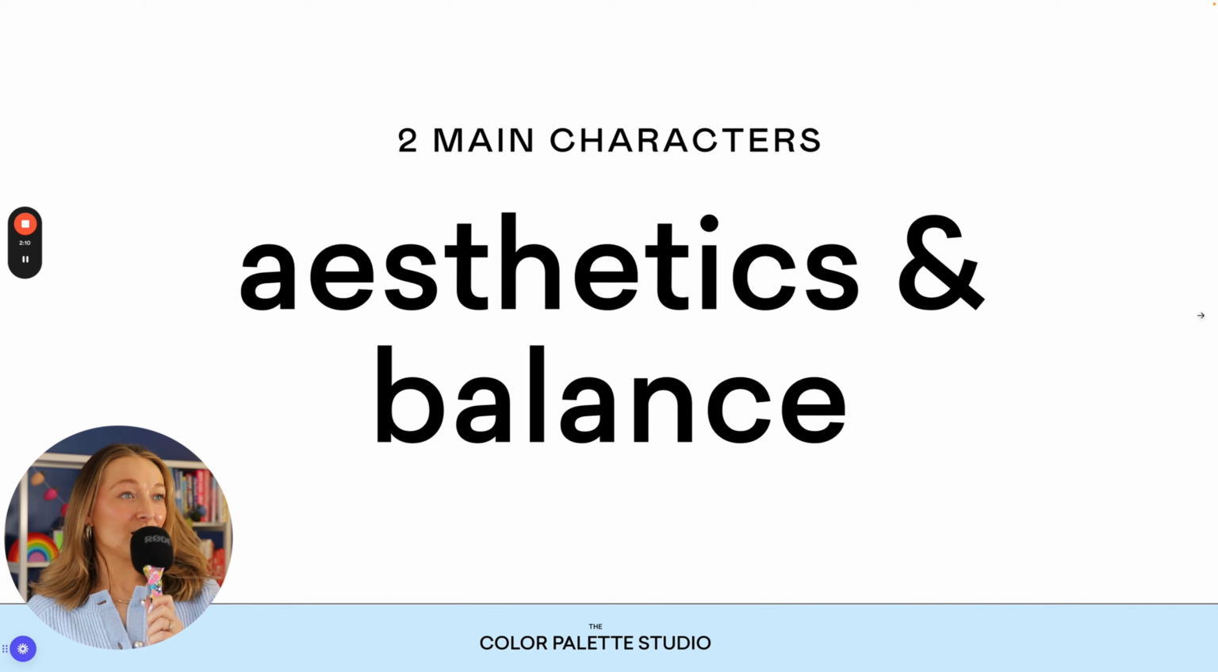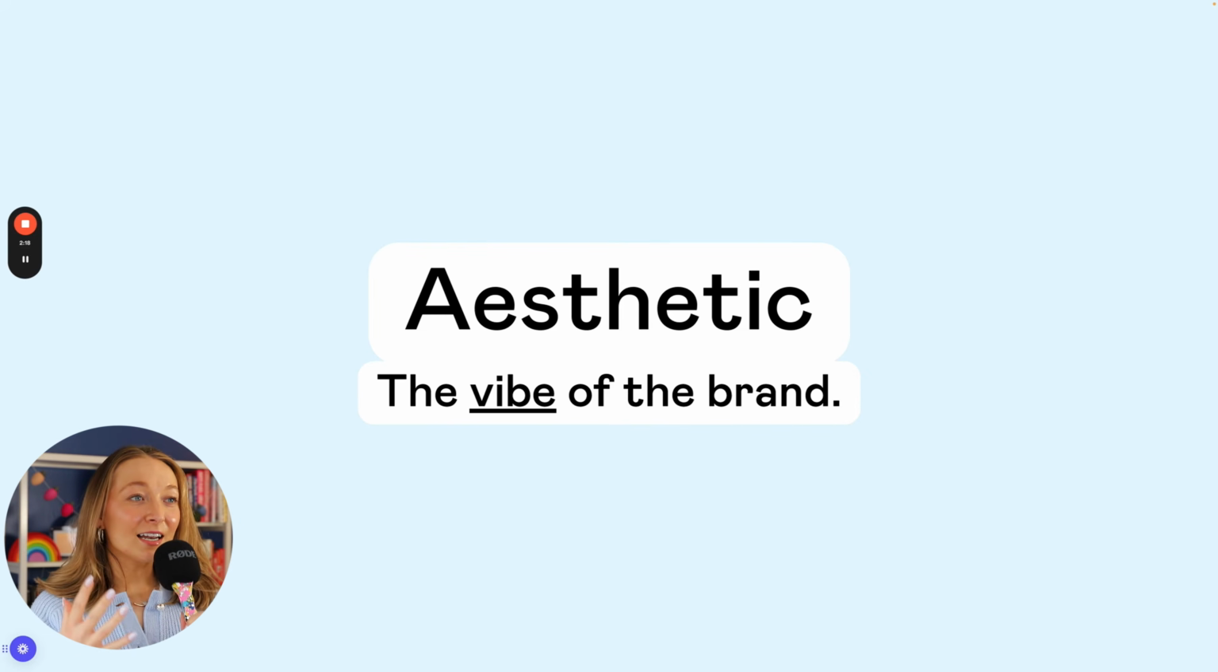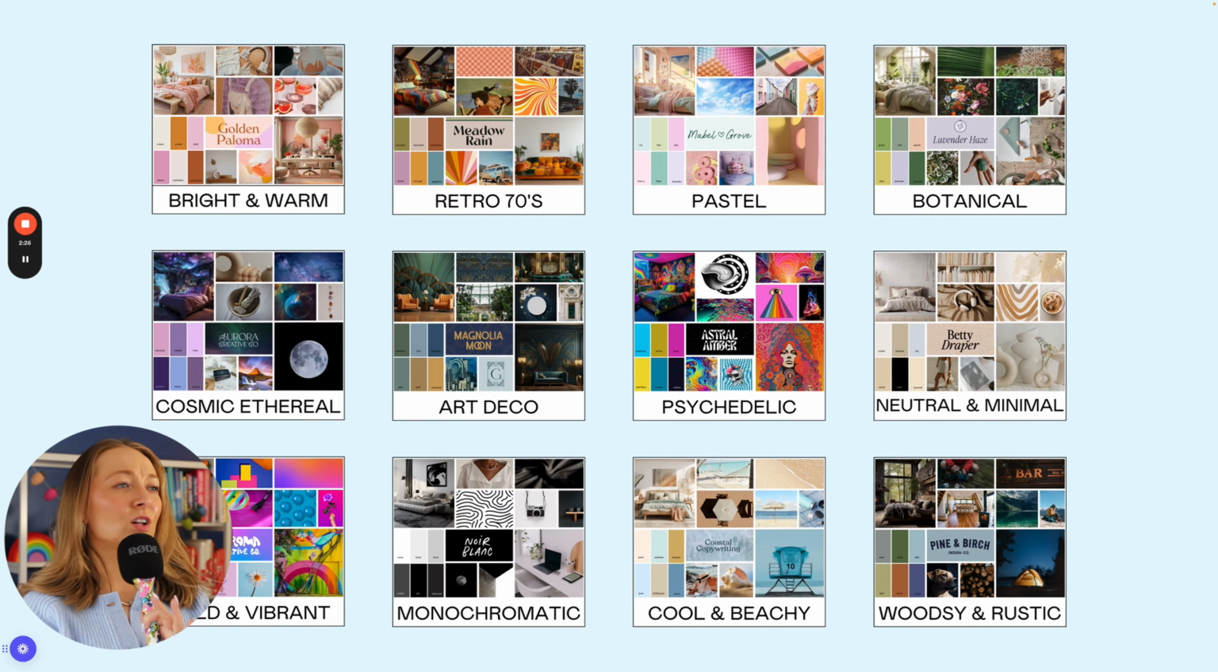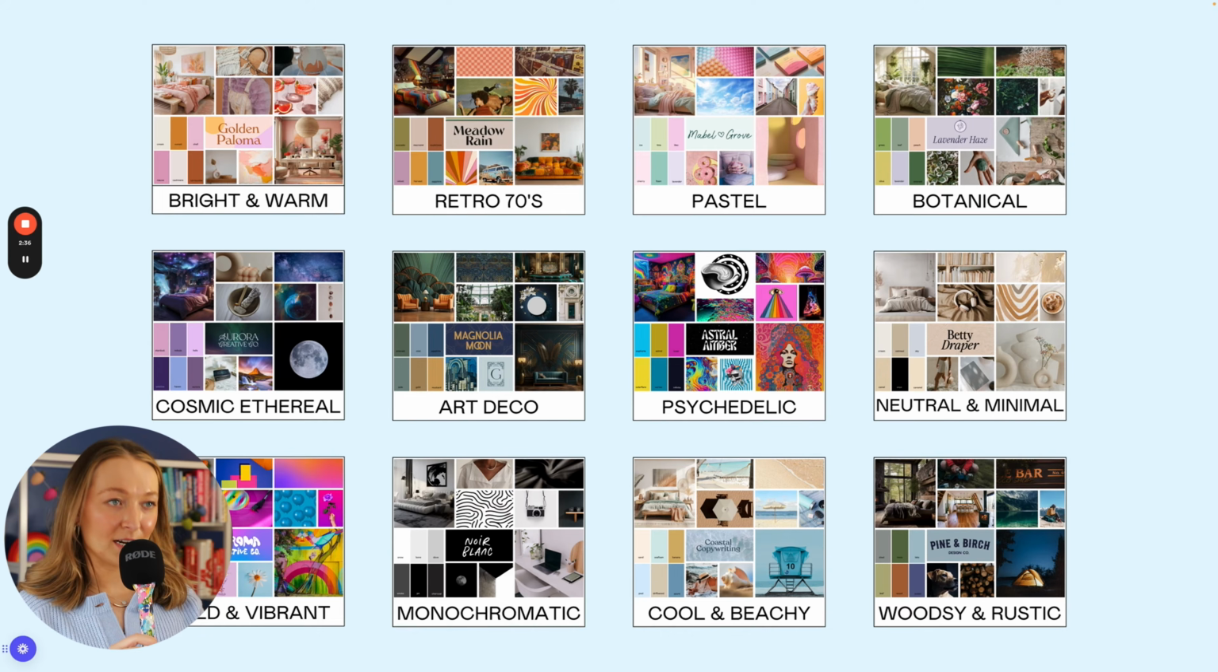Now, when it comes to color palettes, there are two main characters. There's aesthetics and there's balance. Aesthetic is essentially the vibe of the brand. So like, what's the overall design style, vibe, energy? And there are lots of different examples. I mean, there are infinite examples. Like eclectic grandpa is a really popular example right now. But here are some examples of vibes or aesthetics that your brand direction can go in.